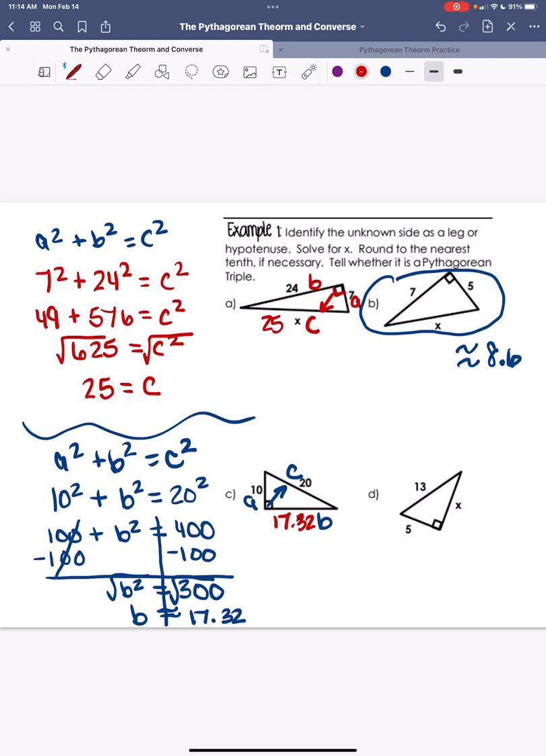Now, on D, I'm going to let you do this one by yourself, but I will go ahead and tell you that if we label this, you are finding a leg. So let's say 13 is C. Let's call 5 A and let's call this side B. So when you do this, you should end up getting that B is equal to 12. Okay, so make sure that you do that and make sure that you're getting that B is equal to 12.